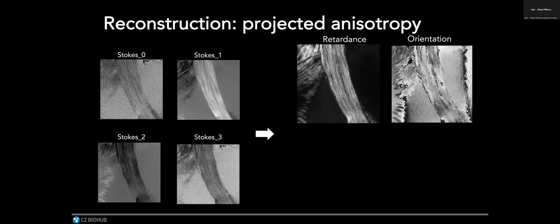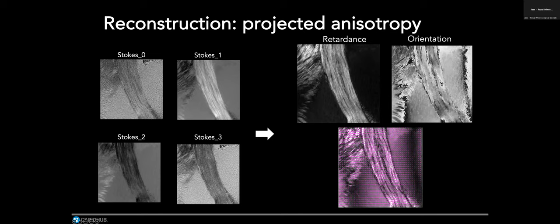Once we transform the raw data into the Stokes space, the reconstruction of anisotropy can be done either with simple geometric pixel-wise reconstruction or by modeling the diffraction effects of the optics and deconvolving the data. So I'm showing here the results of a pixel-wise reconstruction. From the raw data, we have now recovered the retardance, which is the polarization-dependent phase delay, independent of the orientation of the structure, as well as the principal orientation of the structure. And we represent this data through a few different types of maps or plots.